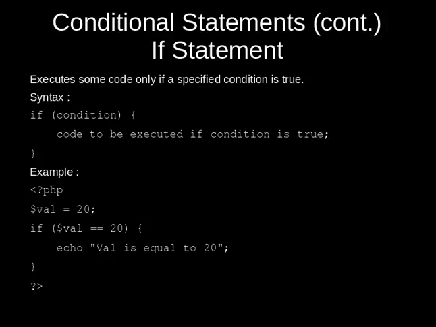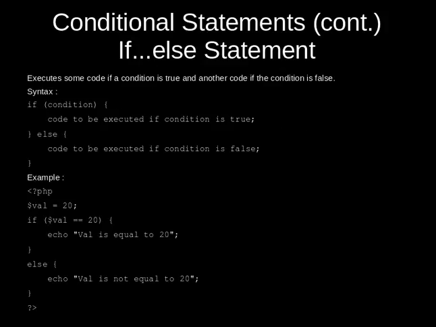The if else statement executes some code if a condition is true and another code if the condition is false. So basically you tell the code, if a condition is true, execute this, else execute the other block. The syntax is specified here: if condition, code to be executed if the condition is true, and within the else block we specify the code which is to be executed if the condition is false.